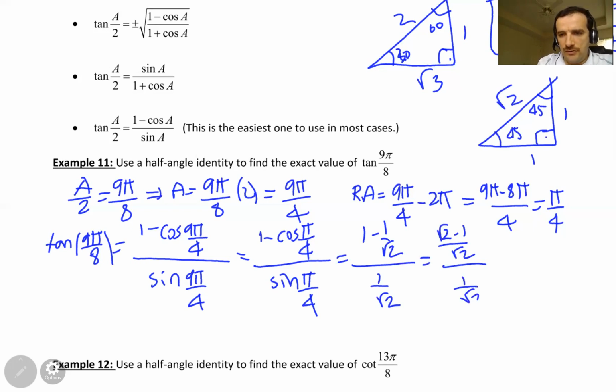And I can simplify those guys. It is root 2 minus 1. Okay? So tangent 9 pi over 8 is root 2 minus 1. All right. I hope it's clear for everyone.